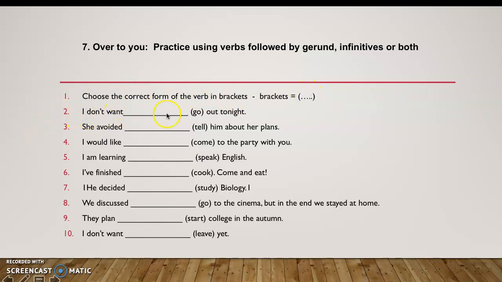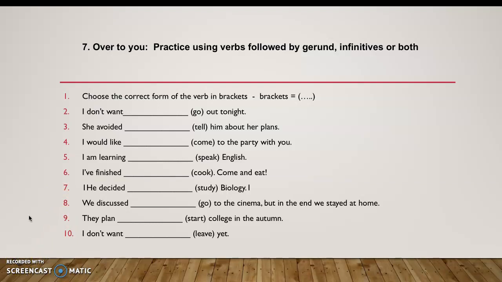I don't want, is it a gerund, going, or is it an infinitive, go, or is it both? This is the verb in brackets. I'd like you to pause the video and try number 2, 3, 4, 5, 6, 7, 8, 9, and 10. Thank you.